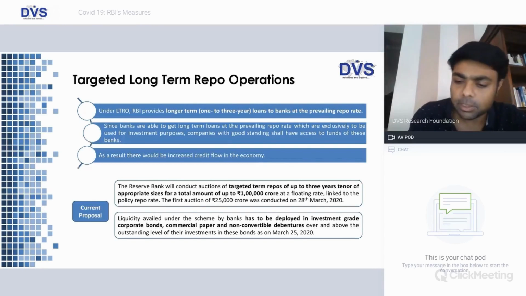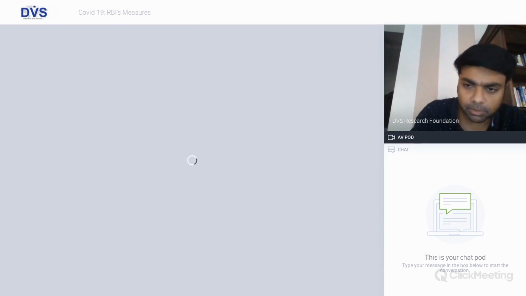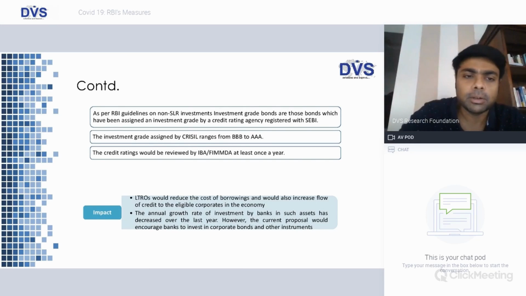So RBI has now expanded the credit available. The overall window is 1 lakh crore. The first lot was 25,000 crore. So that would trickle down into the economy through various channels. And similarly, as per RBI guidelines, the non-SLR investment grade bonds are those bonds which have been assigned an investment grade by a credit rating agency, and the investment grade prescribed by CRISIL varies from BBB to AAA, and these would be revised every year.